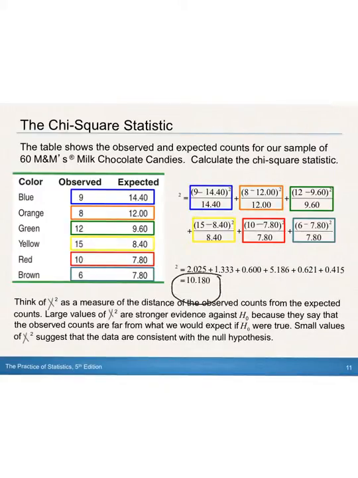And chi-squared is the distance of the observed count from the expected. Similarly, as I said, the way that we look at standard deviation being the distance from the mean. Larger values of chi-squared, because it's the sum of all of them, are stronger evidence against the null, because they say that the observed counts are farther away than we would expect. Small values suggest the data are consistent.